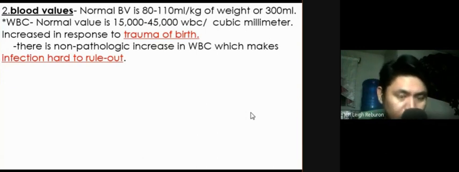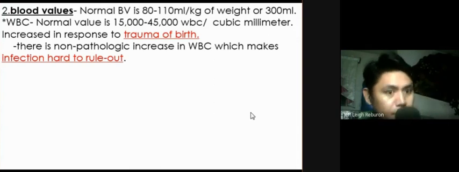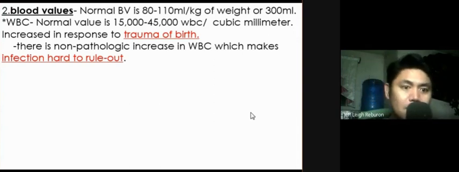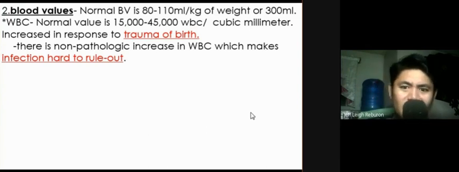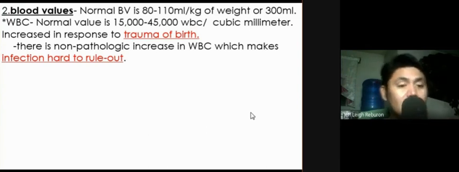Midwives, doctors, we will be hard up in differentiating the real cause of the increase in WBC. Is it because of infection? Or baka normal lang yan na trauma of birth? Diba? So that's the difficult thing about the increase in WBC because of trauma of birth.